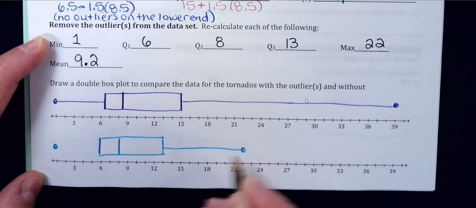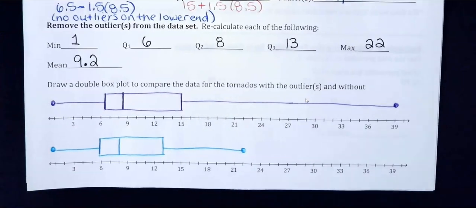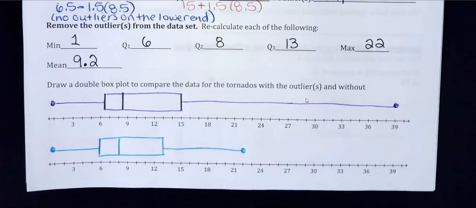So you can see, usually when you remove the outliers, it's a better representation of the rest of the data. Is anybody having a question?